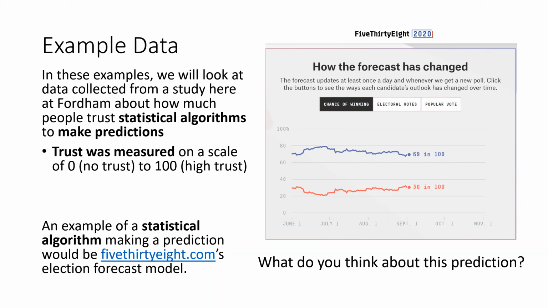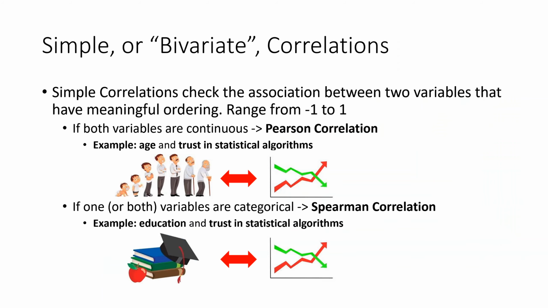And right here you see the current forecast for the upcoming presidential election. Just take a second to think about what you think this forecast is like. Do you think this is a good forecast or a bad forecast? And do you generally think statistical models like this are well suited to make forecasts about things like elections? That's the type of thing we were studying.